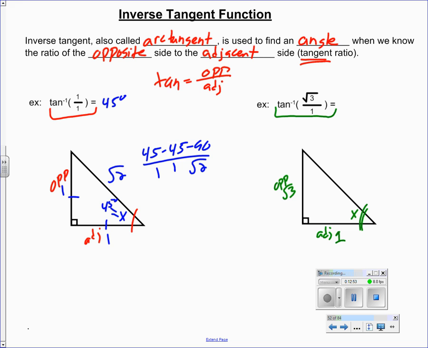Alright, then think about the special right triangles. This matches the pattern for 30, 60, 90. So here the angle is opposite the square root 3, which means this is the 60-degree angle, not the 30.